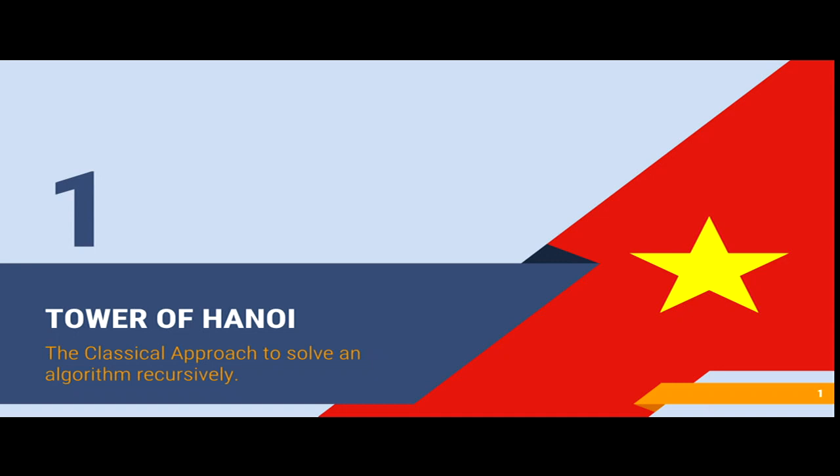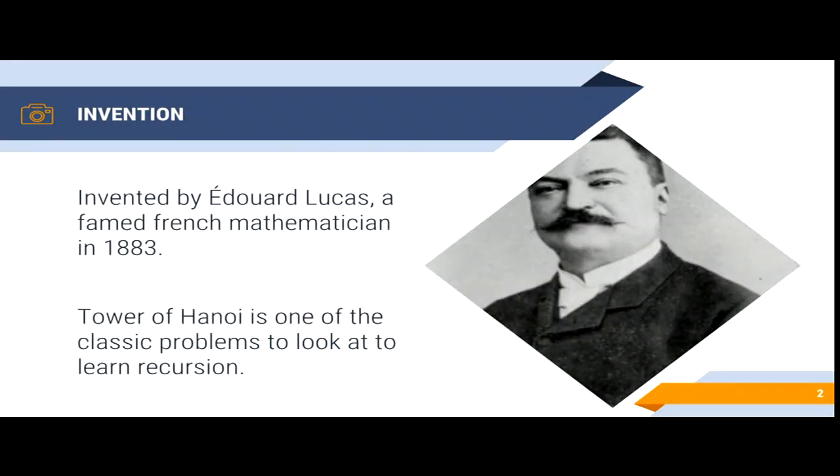So today we're trying to present some of the algorithms. What we have here today is Tower of Hanoi. It's one of the most classical approaches to recursive algorithms. Back in the day, it was invented by Sir Lucas, one of the famed French mathematicians, in 1883.